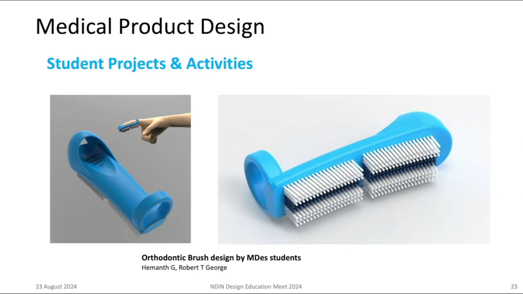This is an orthodontic brush. That particular student, Heyman, was wearing orthodontic tooth aligners, and with that, brushing his teeth was difficult. So from his personal experience, he wanted a simple product that could clean the teeth along with the orthodontics. He came up with a very interesting solution, a flexible toothbrush that he can fix on the index finger and use.